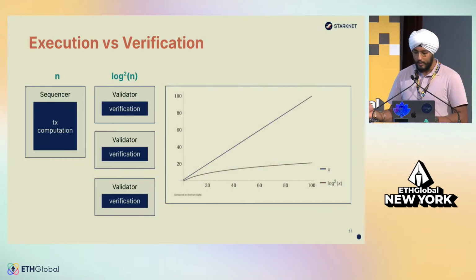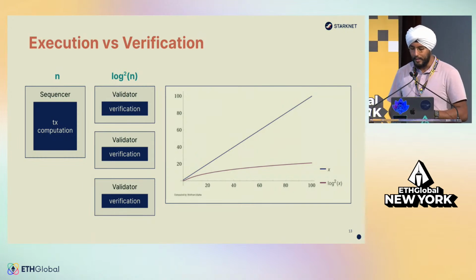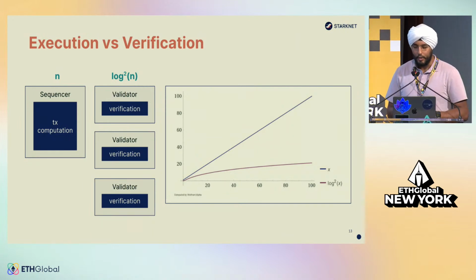So I just want to quickly help you visualize the naive way of verifying each transaction. If you didn't have a proof system, you would have to rerun each transaction on each node in order to verify what's going on in the layer 2. That would be order of n, whereas with proof systems, it's polylogarithmic.